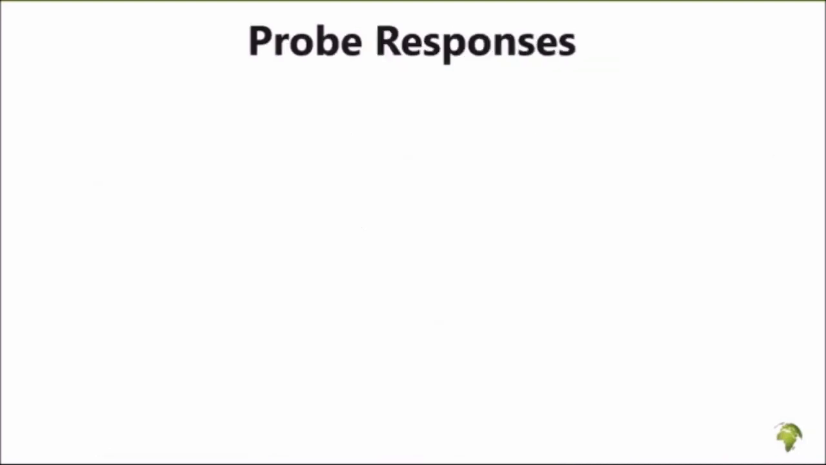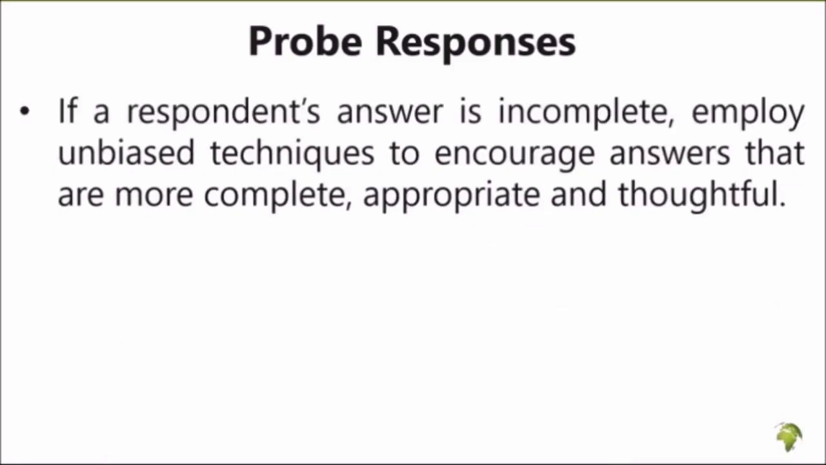So now let's talk about probing. There are certain times a respondent gives you a particular answer and you would have to probe. Let's look at what circumstances, instances, and things we need to do. So the first one is if a respondent's response or answer is incomplete. If you realize that this answer is not actually complete, is not actually the response we desire, maybe the person answers one part of the question and the other part is still left hanging, employ an unbiased technique to encourage answers that are more complete and appropriate.